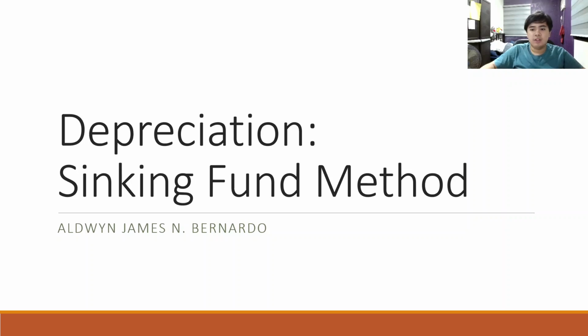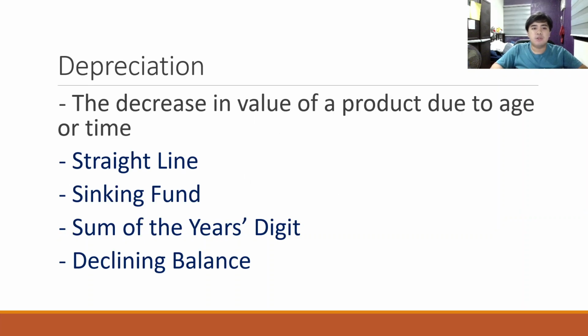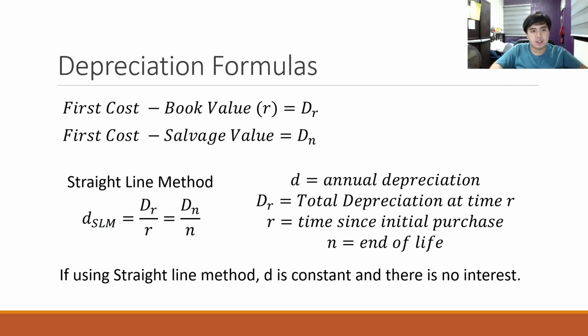Good day. Today we're going to be talking about depreciation, specifically the sinking fund method. Let's discuss depreciation and the sinking fund, those two keywords, before we start. So depreciation is basically the decrease in value of a product due to age or time. There are four methods: the straight line, the sinking fund, the sum of years digit, and the declining balance. The second of which we are going to be discussing today.